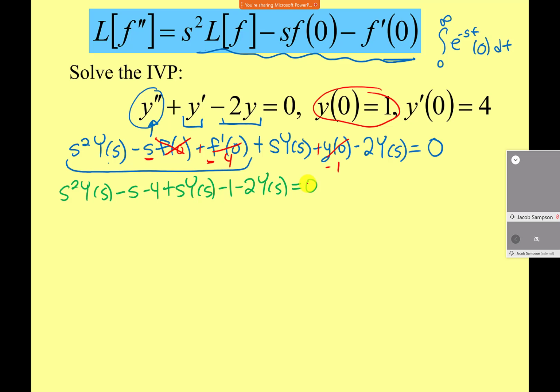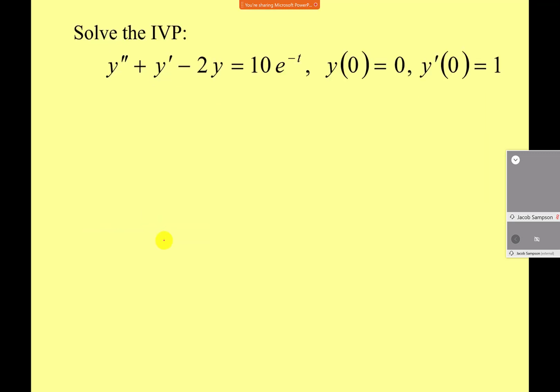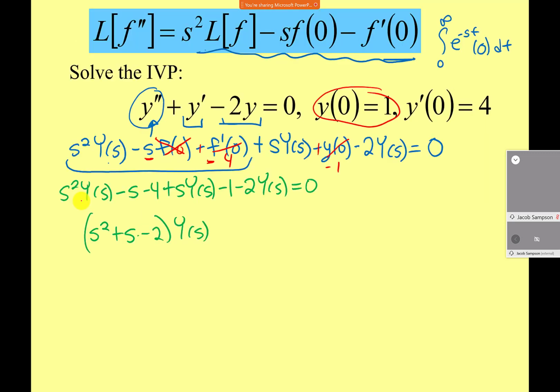So bottom line, we're going to take everything that's a y of s term, and we're going to factor the y of s out. You typically factor it out on the end just because you're solving for it, but it doesn't matter. So I'm going to have s squared plus s minus 2. Those are all on the y of s, and so I factored the y of s out of those 3 terms.